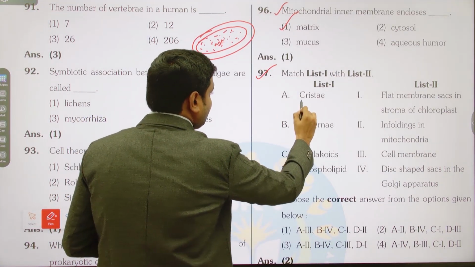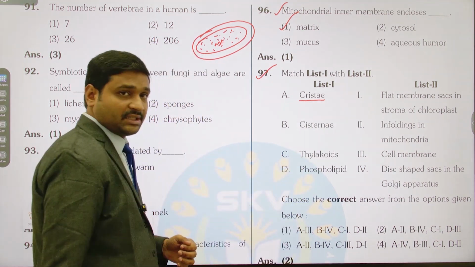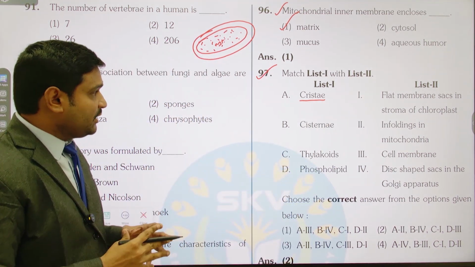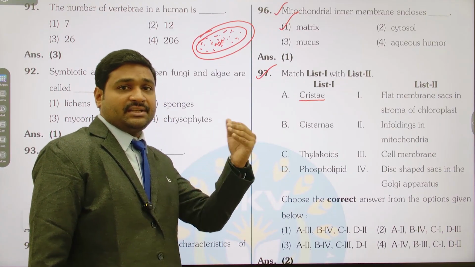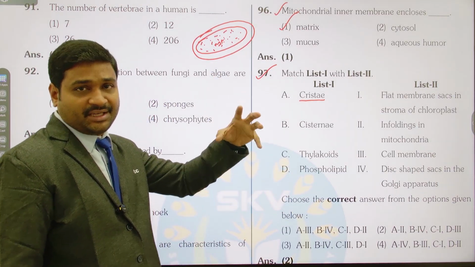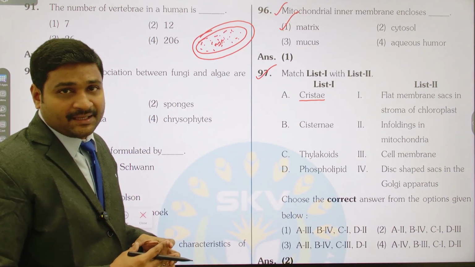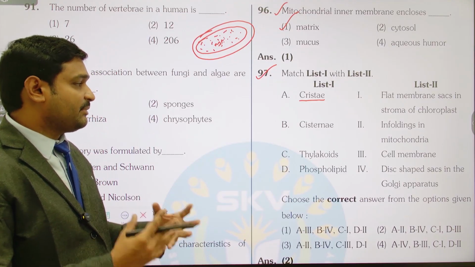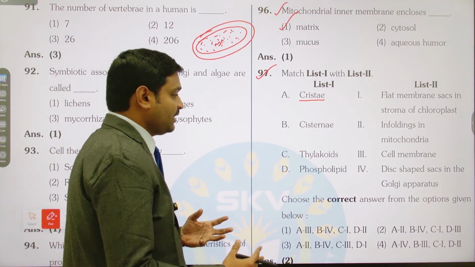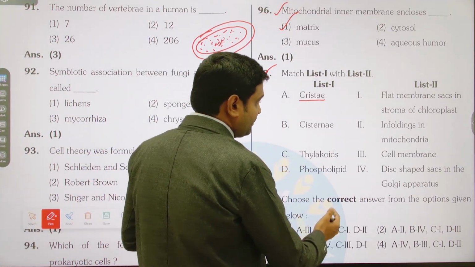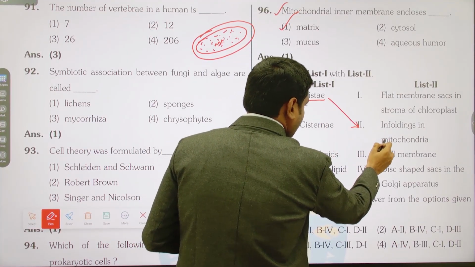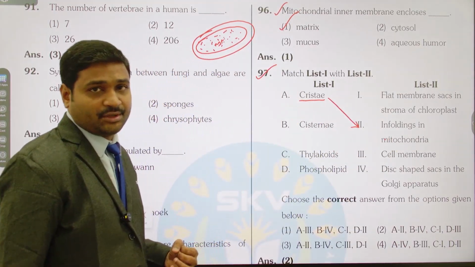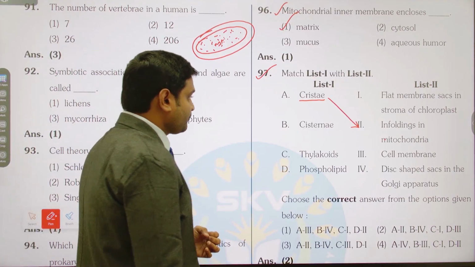Here given is cristae. So what do you mean by cristae? Cristae are the infoldings of the inner membrane of mitochondria. So where is that option given? Clearly given: infoldings in mitochondria.